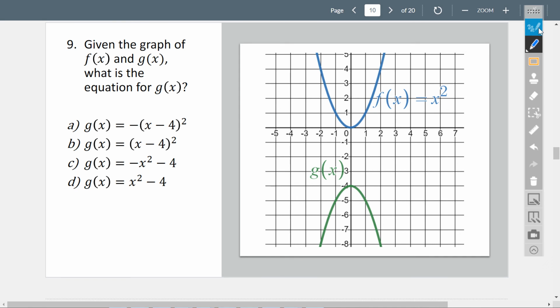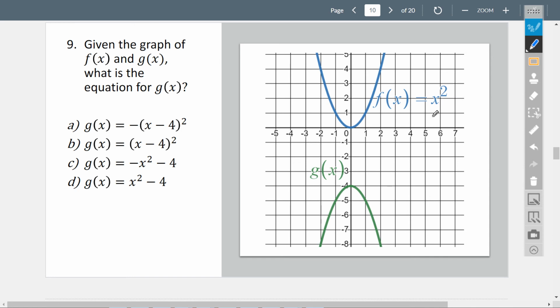Given the graph of f of x and g of x, what is the equation for g of x? Okay, so for this one we have to remember our transformations. We have left, right, we have up, down, and we have reflection that flips it over. The left and right transformations affect the x directly, so you're looking for a number that affects the x directly if it is left or right transformations. Up or down transformations will be on the outside.